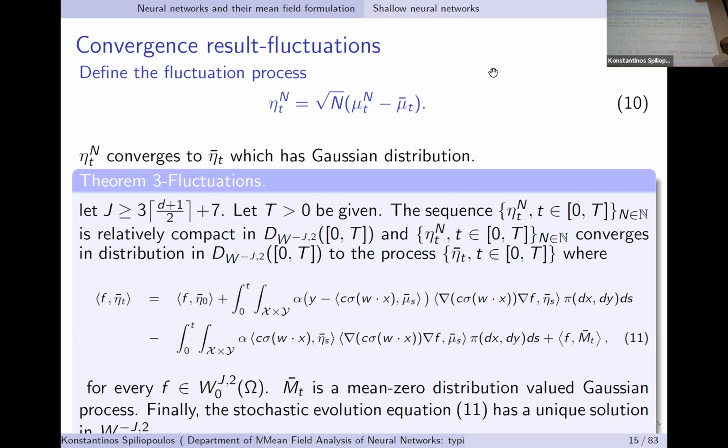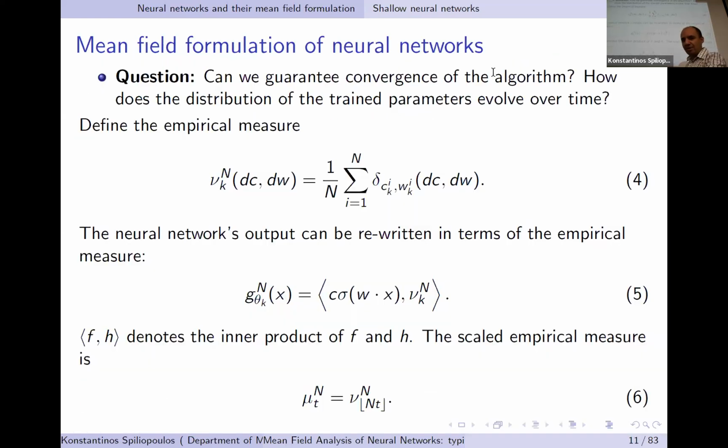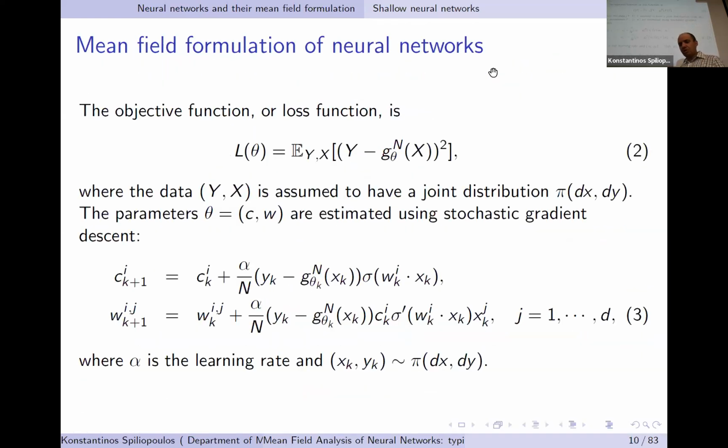Yes. Okay. So you said that it's trying to minimize the loss. Does it converge to zero? Very good question. The answer is that for this type, okay, your question is good.